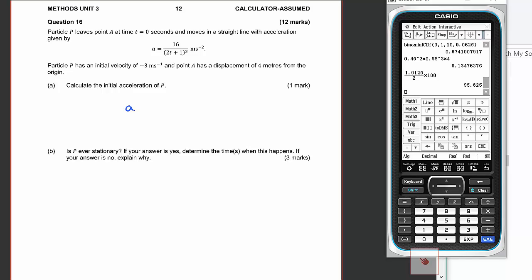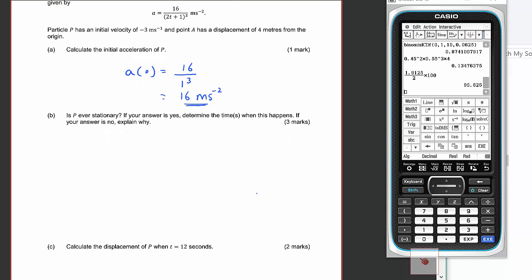Well, that's just a of 0. So that's going to be 16 divided by 1 cubed, which is just 16 meters per second squared.